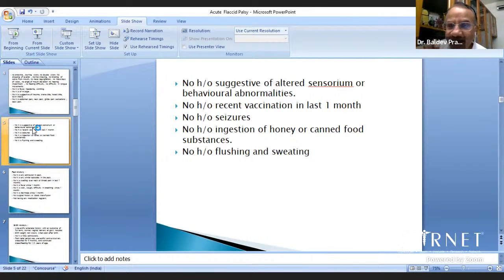So whenever you mention the negative points, somebody is going to ask you, so you should be prepared about which vaccines. Right. Similarly, I think you have asked no seizures.